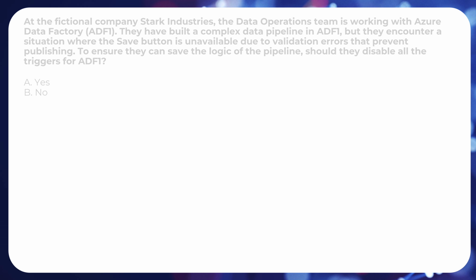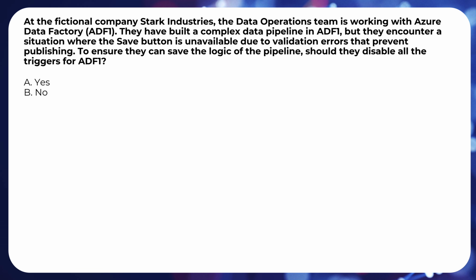At the fictional company Stark Industries, the data operations team is working with Azure Data Factory, ADF1. They have built a complex data pipeline in ADF1, but they encounter a situation where the Save button is unavailable due to validation errors that prevent publishing. To ensure they can save the logic of the pipeline, should they disable all the triggers for ADF1?